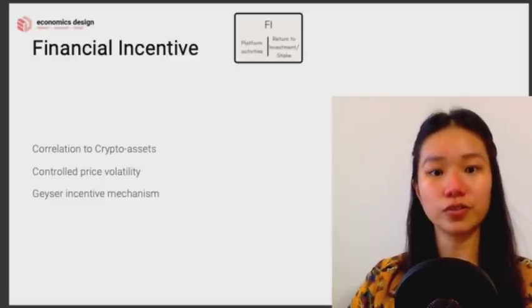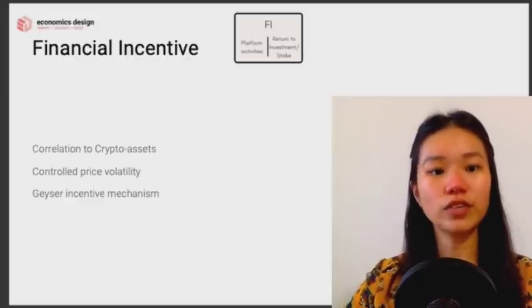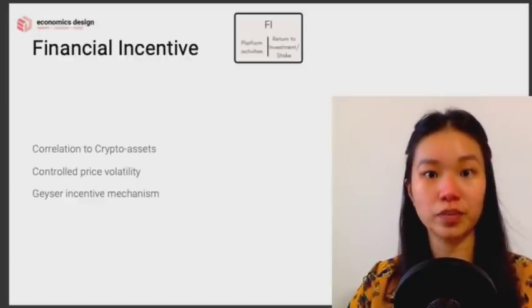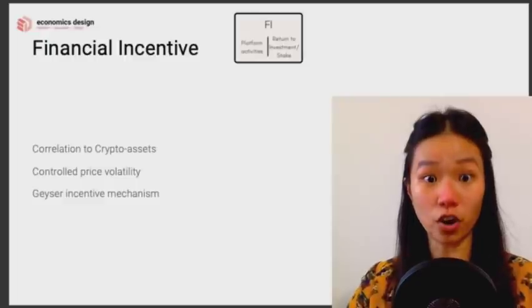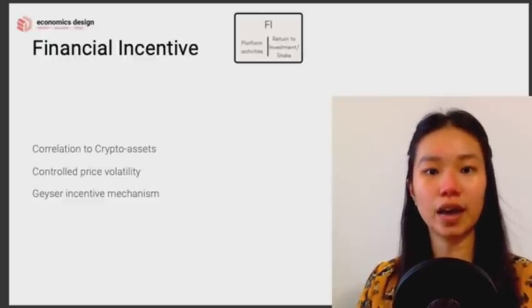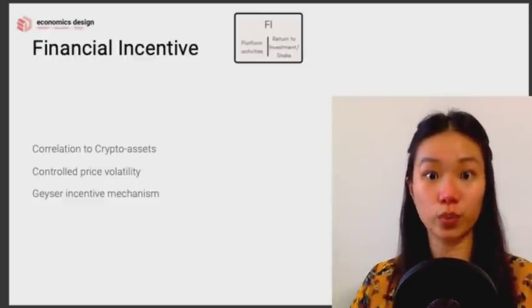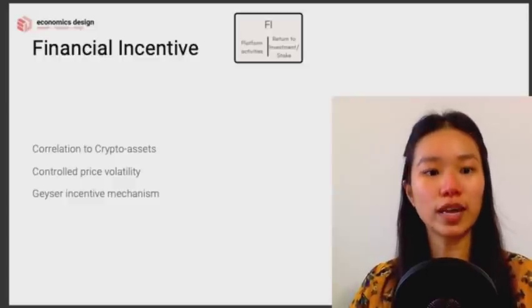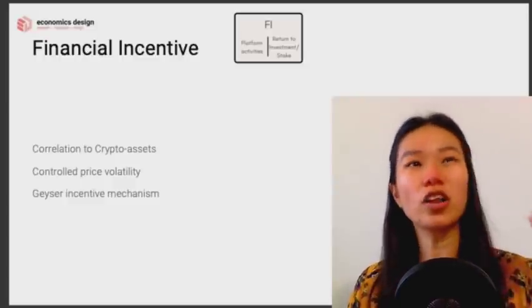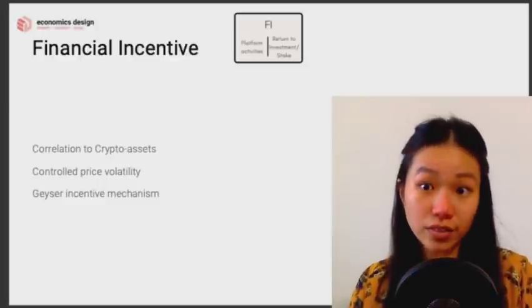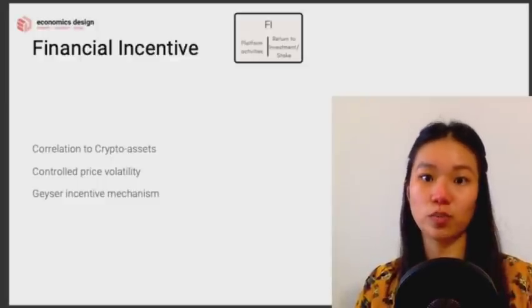The other thing is that the entire system tries to control the price volatility. Whatever the platform activities are, the system will self-correct by changing the supply to reduce the price volatility. Some people call it no price volatility. There is always going to be price volatility, but it's just more controlled.